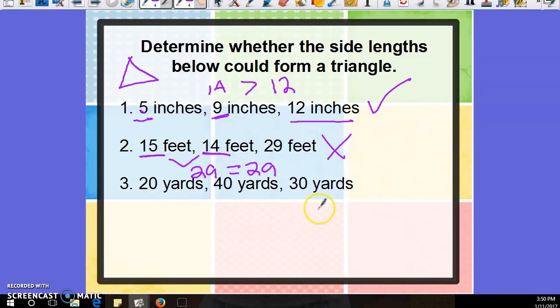Alright, for the third one, you have 20 yards, 40 yards, and 30 yards. So 20 and 30 would be our two shorter sides because of the smaller numbers. If you add those together, you get 50. 50 is indeed greater than 40, so this can form a triangle.